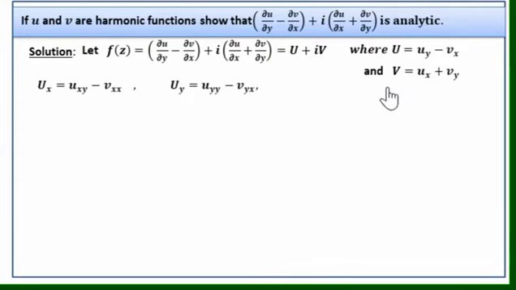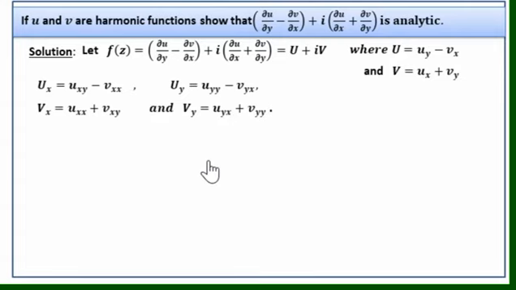Then we have to find ∂v/∂x. What is ∂v/∂x? ∂/∂x of ux, that is uxx, plus ∂/∂x of vy, that is vxy. Okay, then we have vy. ∂v/∂y is ∂/∂y of ux, that is uyx, plus ∂/∂y of vy, that is vyy.